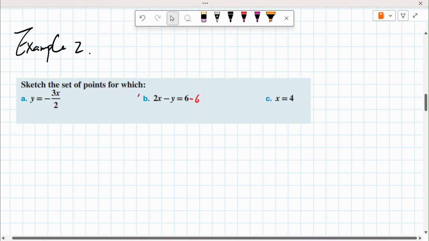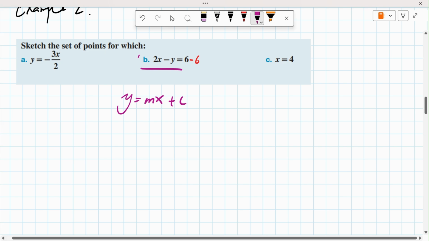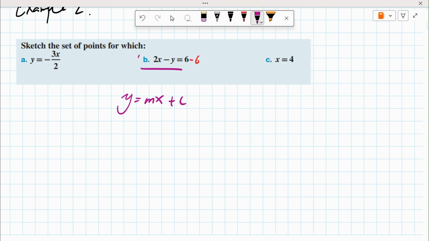Another example, let's do maybe two questions first. We're going to sketch the graph, maybe question B. First, we're going to try to make y equal to mx plus c. So I move the y to the right and the 6 to the left, which is 2x minus 6 equal to y. It's pretty close to mx plus c now, so we can rearrange a bit: y equal to 2x minus 6.